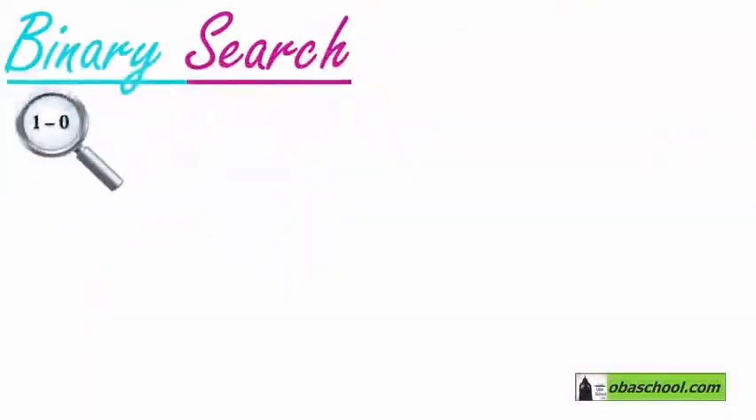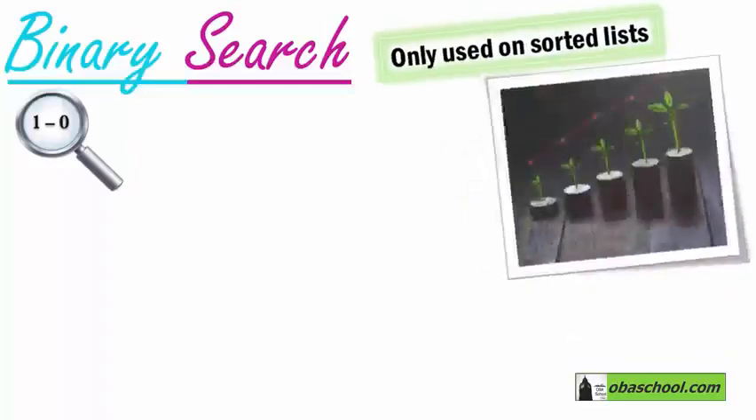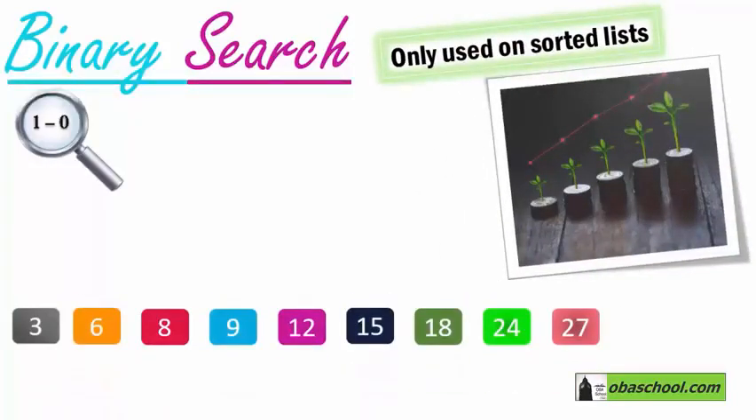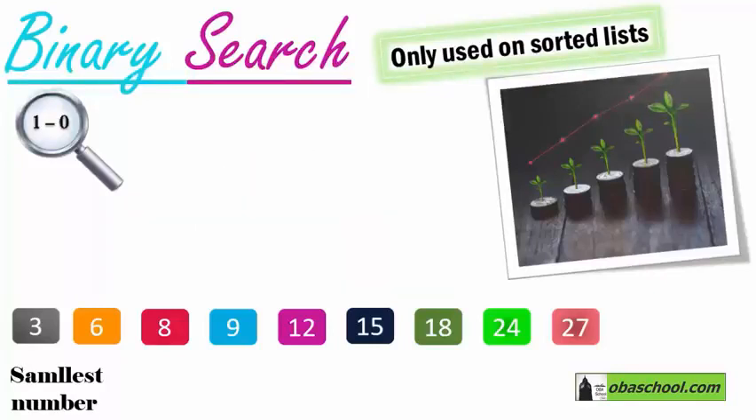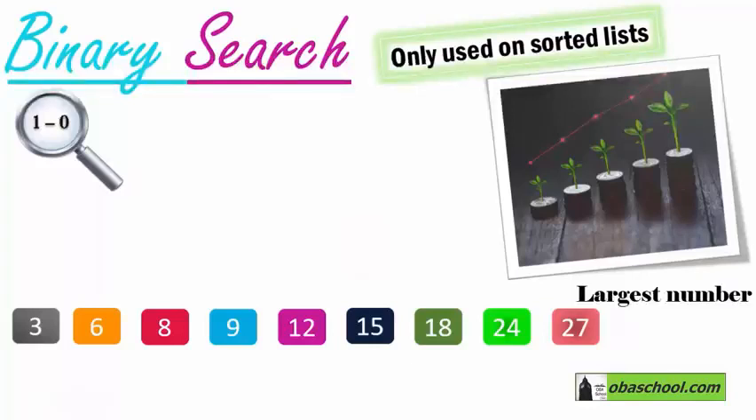You should know something: the binary search is only used on sorted lists. For example, these numbers that you see here are sorted in an increasing order, from 3, which is the smallest number, to 27, which is the largest number. In case the list is not sorted, then we cannot apply the binary search.